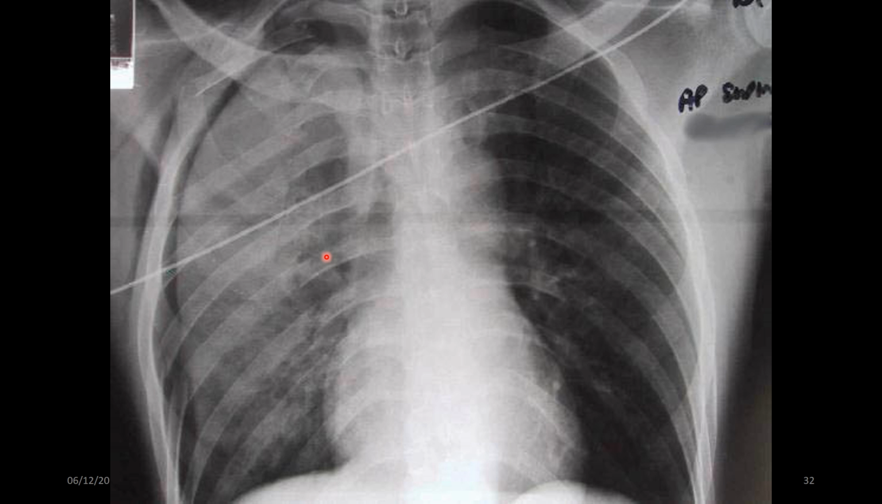The only thing that will change management is this, and this is what's called a flail segment. This is whereby an entire portion of the chest wall has been fractured and broken off, and it is caused by blunt force trauma to the chest wall. And what happens here is you get a pulmonary contusion. So you can see here that there is air there, and the lung density has changed because of that contusion.